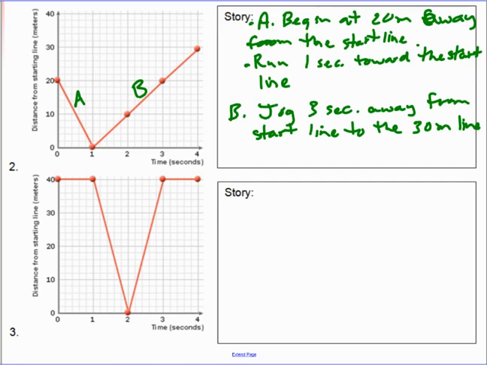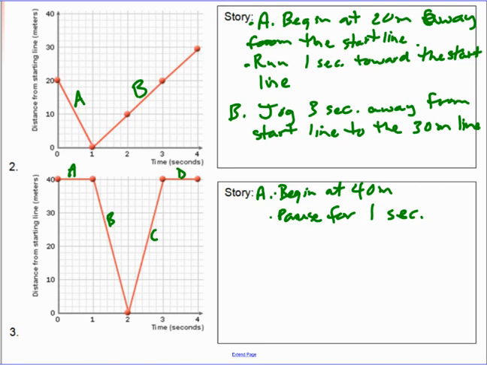Okay, so let's do this. So we're going to call these sections again, A, B, C, and D. So what do we think is happening in A? Well, they begin at 40 meters. They pause or rest for 1 second. Okay, so that's up here. And then they're going to be in section B. They are running for 1 second to the start line.